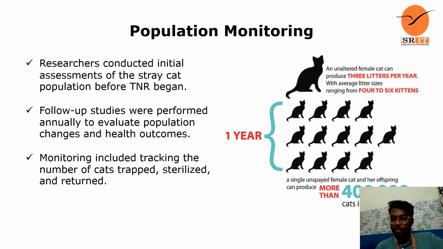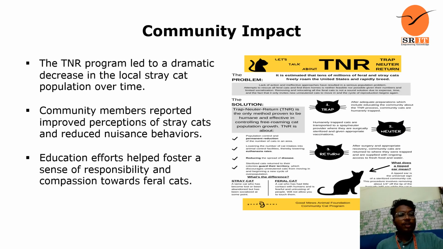See, as you see in this picture, a cat usually gives 3 litters per year. In the sense, it can give birth 3 times in a year, which is approximately 4 to 6 kittens in a single birth. So this is leading to the overpopulation, for which reason we are trying to implement this TNR practice. Now we'll look into what is the community impact.